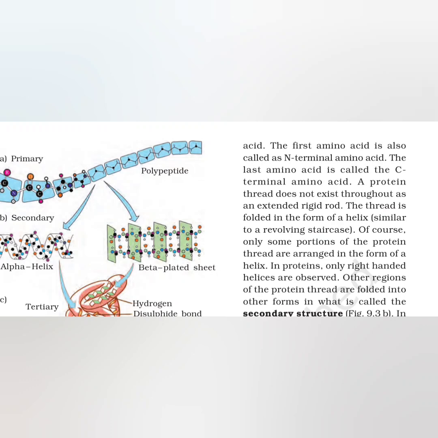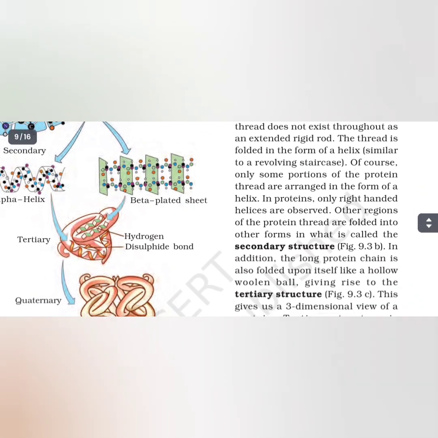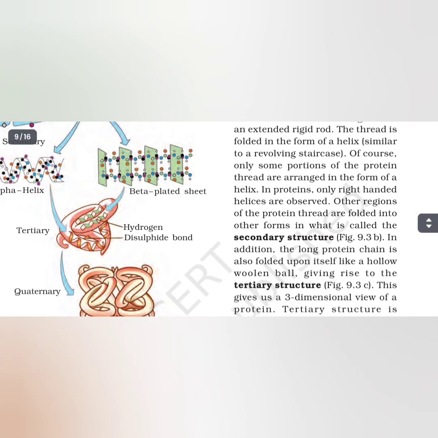A protein thread does not exist throughout as an extended rigid rod. The thread is folded in the form of a helix, similar to a revolving staircase. Of course, only some portions of the protein thread are arranged in the form of a helix. In proteins, only right-handed helices are observed. Other regions of the protein thread are folded into other forms, in what is called the secondary structure.